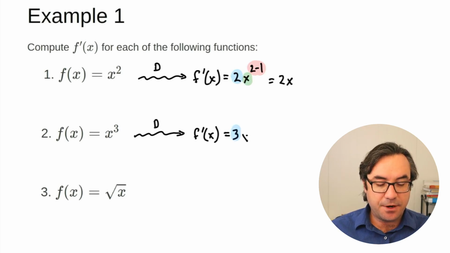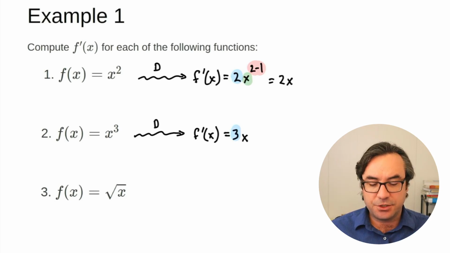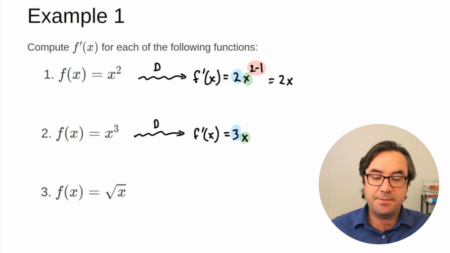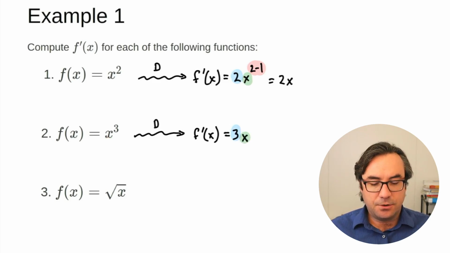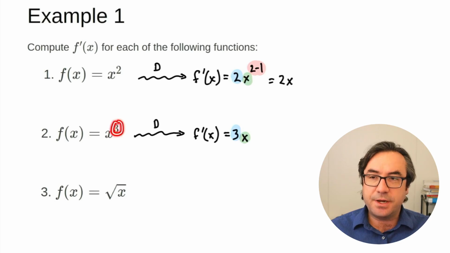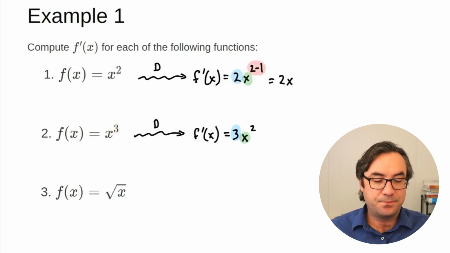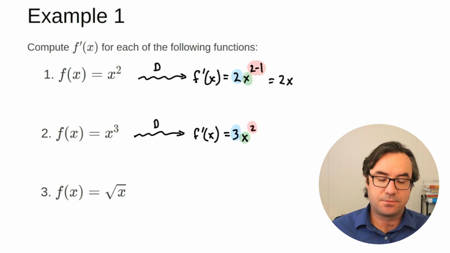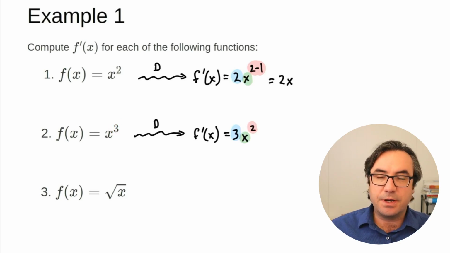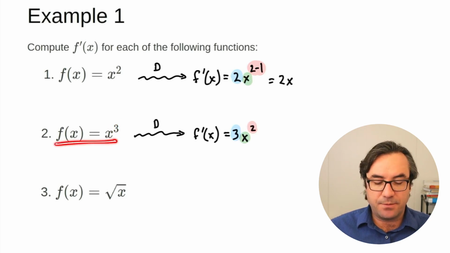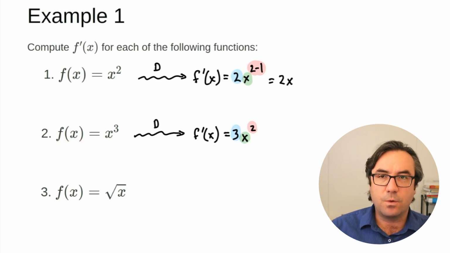Then we keep the variable exactly the same. So our function here had an x. Our derivative is going to have an x. So we keep that the same. And then we're going to subtract 1 from the exponent. So our old exponent was 3. If we subtract 1 from that, we're going to get 2. And realistically, when you do these, you can probably go right from the function right to the derivative. One step.